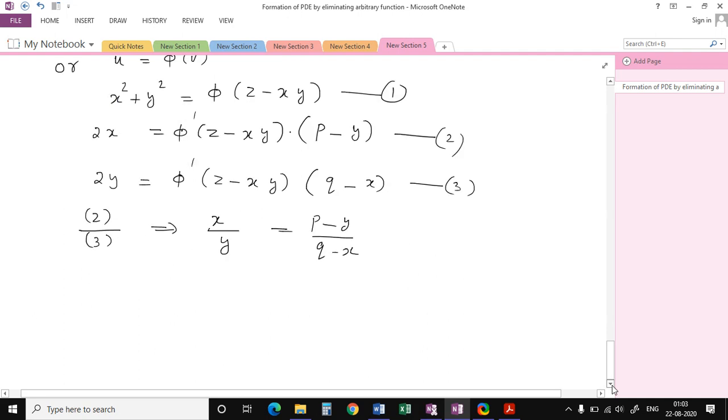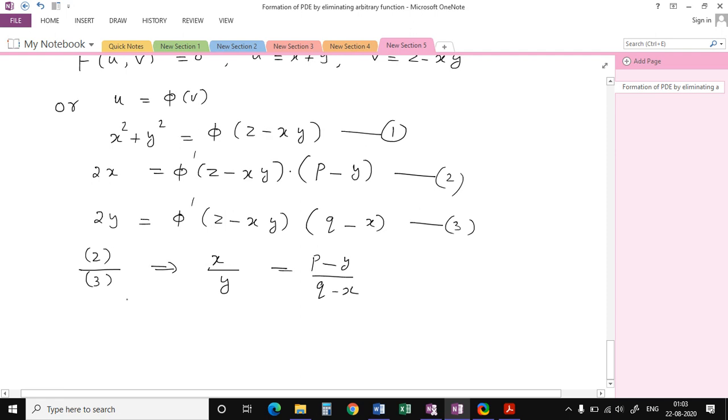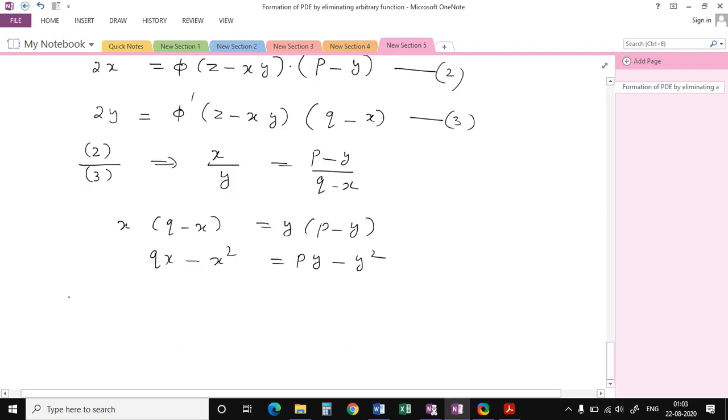Now only the simplification remains, so that we can write it as x into q minus x is equal to y into p minus y, or we can write it as qx minus x square equal to py minus y square, and that is same as qx minus py equal to x square minus y square. So this is the required partial differential equation.